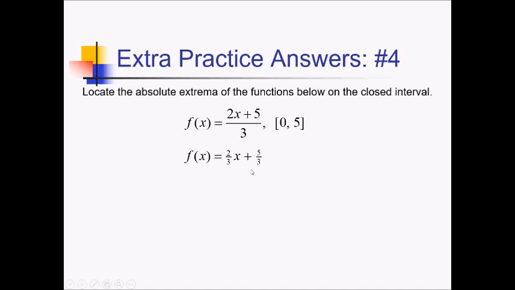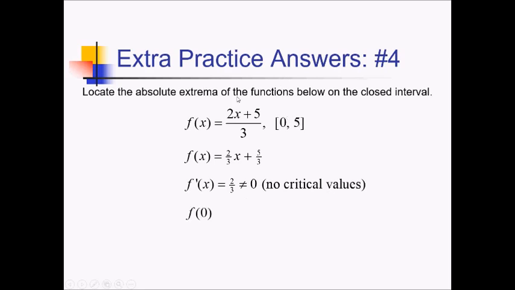And now for this one, we want to find if there's any critical values on our interval from 0 to 5. I mean, we're going to test 0 and 5 because they're the endpoints, but you might have some critical values. So our derivative, that's going to be f prime of x equals just 2/3. And there is no way for this to be undefined or 0. So that means there are no critical values, which means we're just testing the two endpoints, 0 and 5.